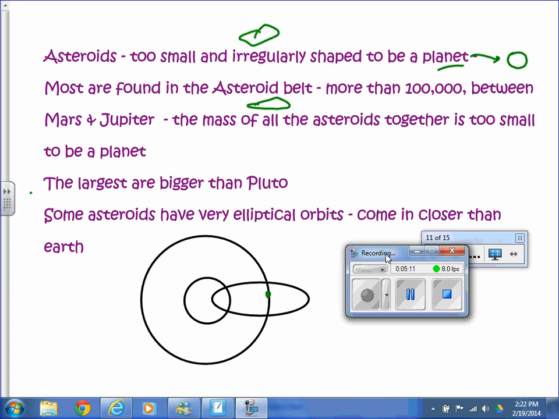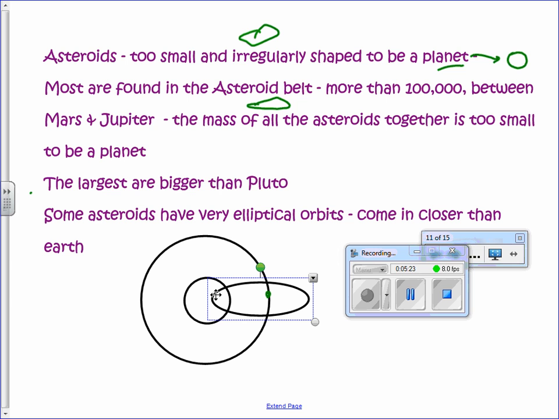The largest of the asteroids, again, is in Brain Pop yesterday. One of them is named Ceres. The largest ones are bigger and rounder than Pluto. Some have more elliptical orbits and come in closer than the Earth and then back out. But most of them are in that asteroid belt. But an asteroid's just a big, rocky, unusually shaped chunk. And probably many captured asteroids make up the moons of Jupiter.